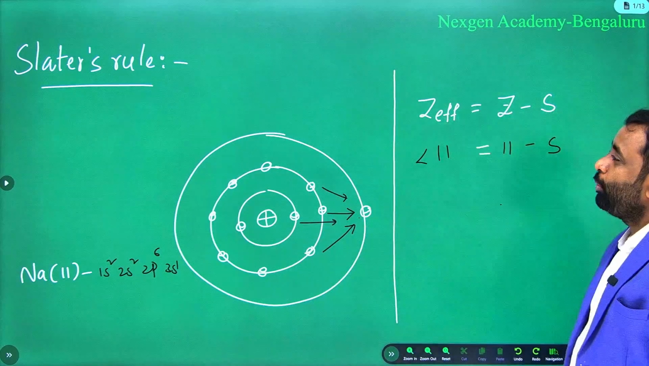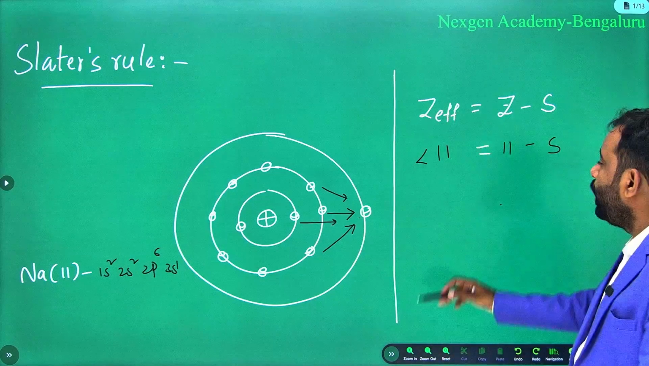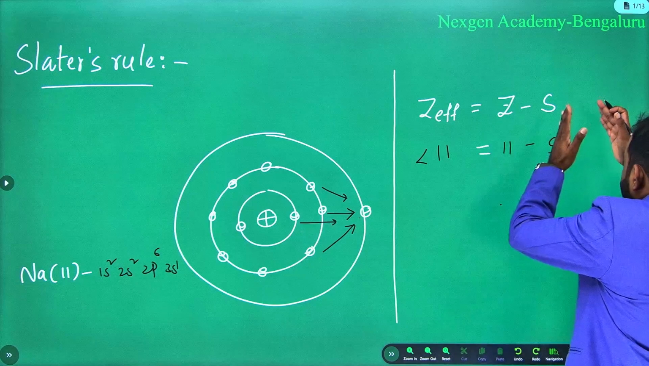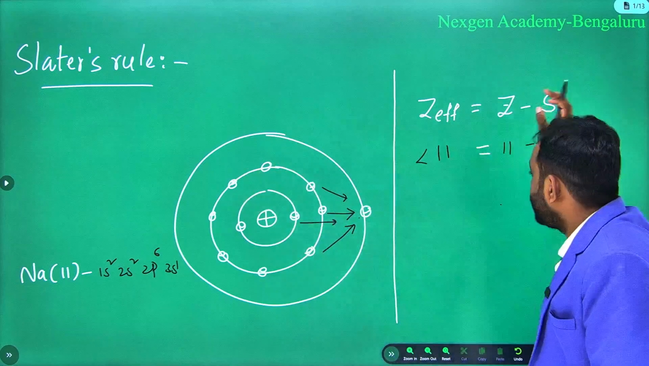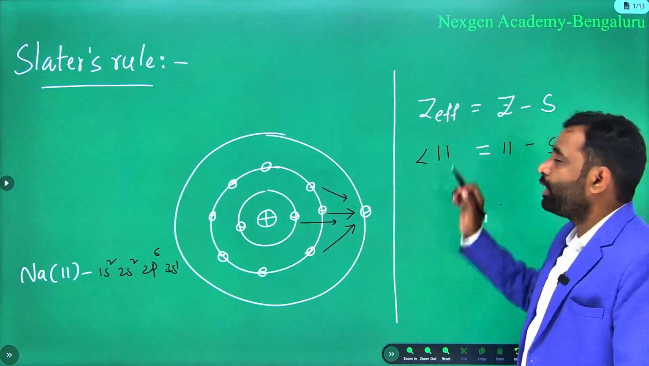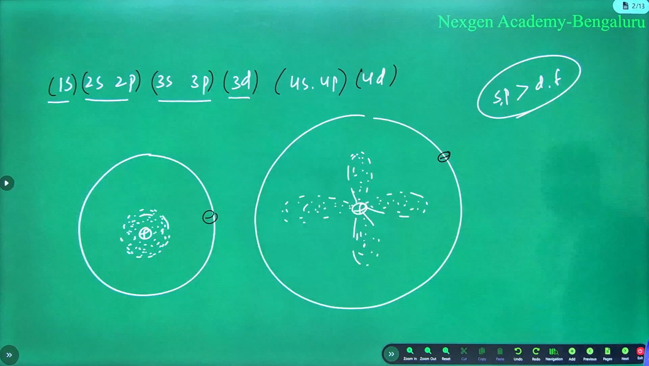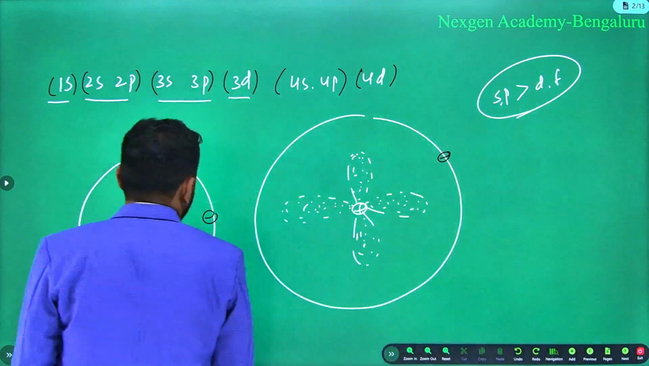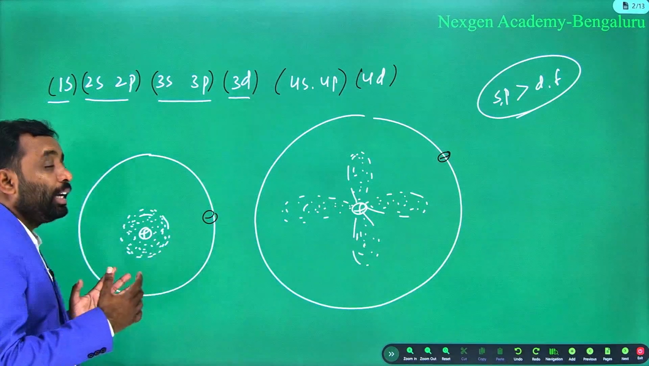What is the formula? According to Slater's rule, effective nuclear charge is equal to atomic number minus screening constant. So we need to calculate the screening constant S for a particular electron, and subtract that value from the atomic number of the element, then you'll get the effective nuclear charge. Right? As I told you, s electrons protect more than d. s and p have more protecting capacity than d and f.